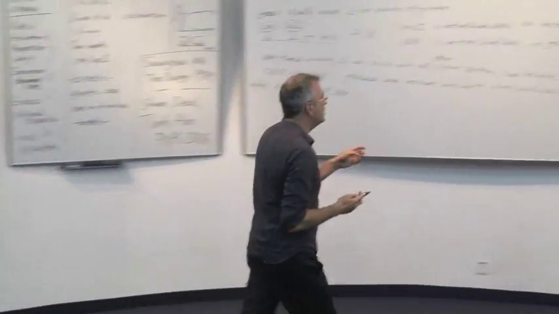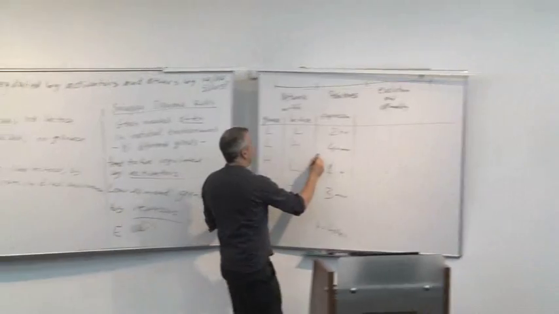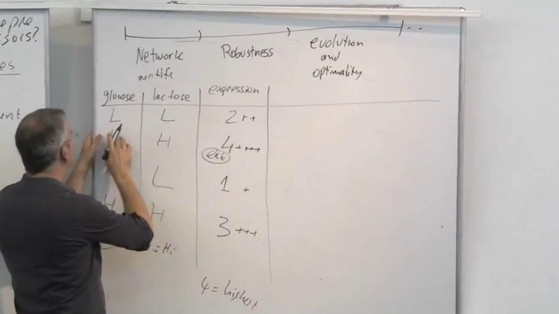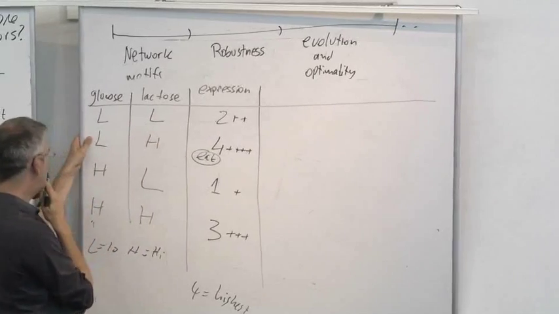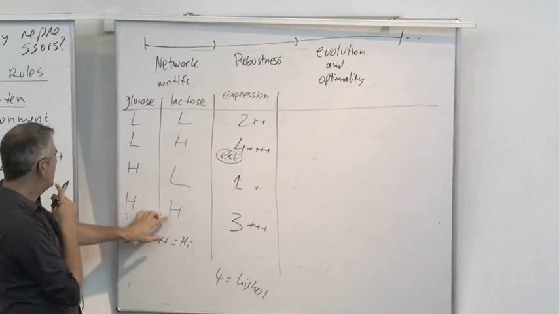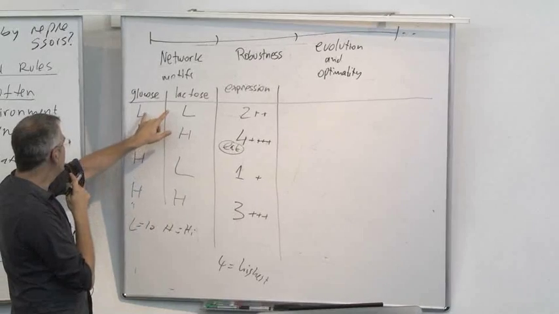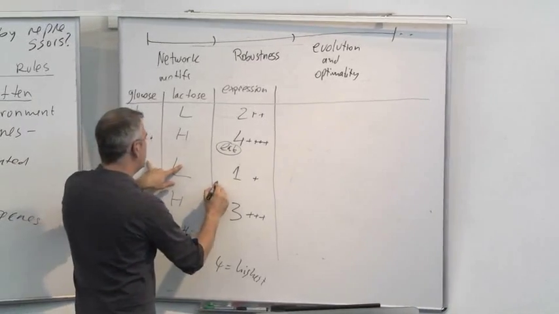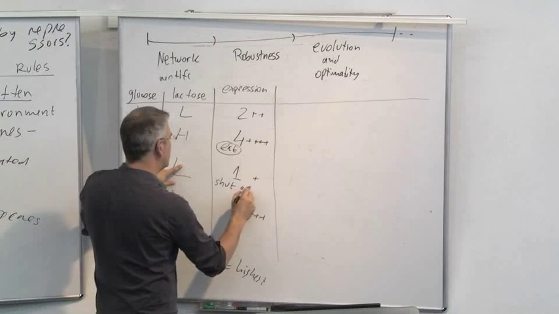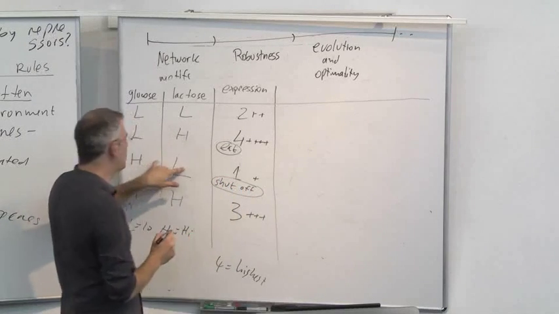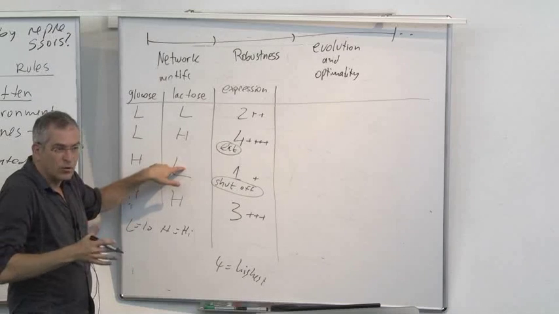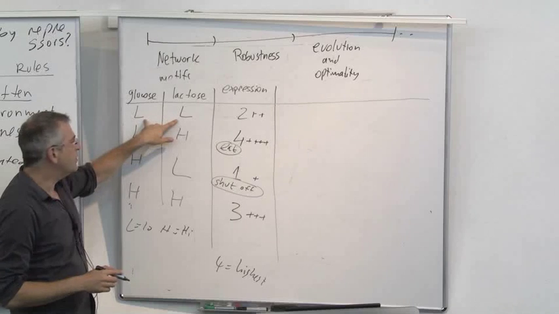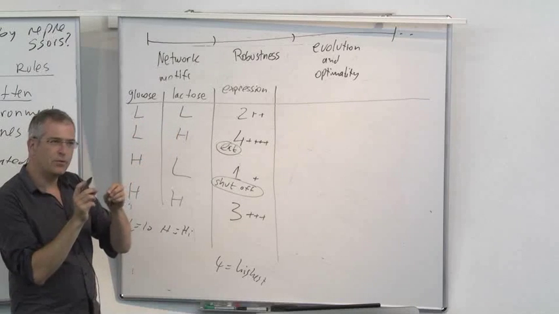So here you eat the lactose because there's no glucose, there's lactose. Here, this is a funny case, but when there's high glucose and no lactose, you shut off the system completely because there's glucose, and you eat the glucose, and there's no lactose. So you shut off the lactose system. When there's neither, you make a little bit of the lac proteins.